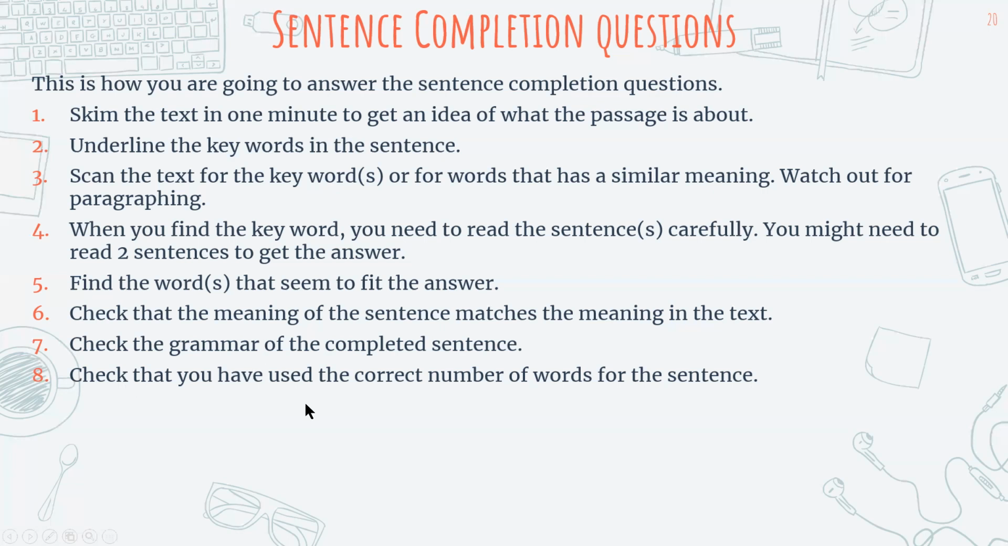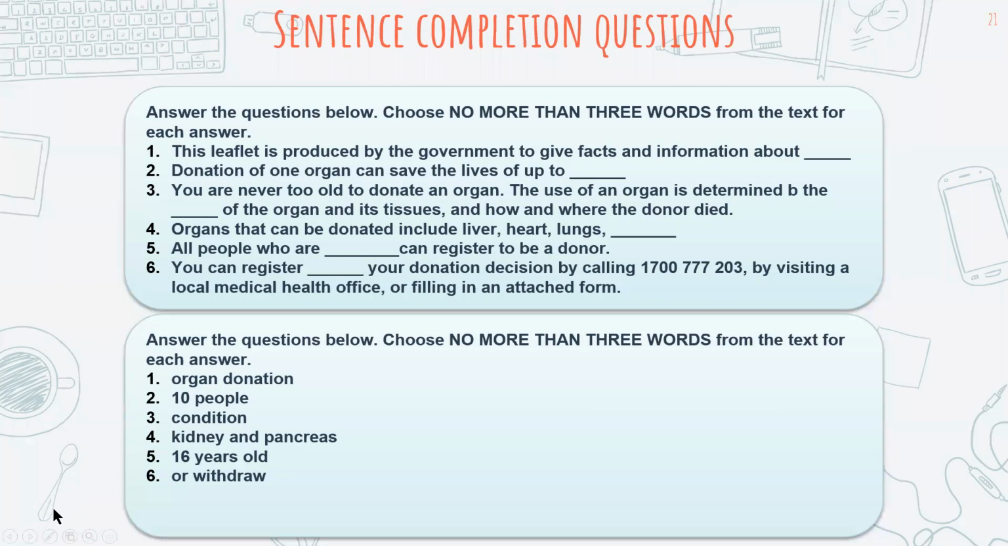You will choose the word, make sure that the meaning works for the text, okay? And make sure that you have used the correct number of words, I'm sorry. So this is your first question. This leaflet is produced by the government to give facts and information about. Of course, these are the answers, but I want you to practice the techniques we talked about, even if the answer is very easy. Okay, I need to underline the keywords.